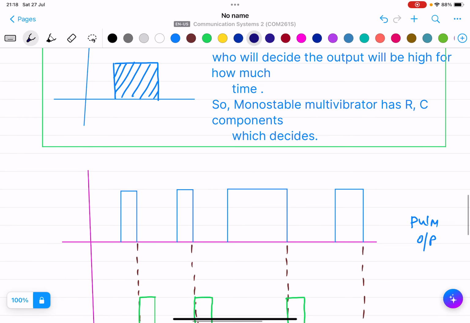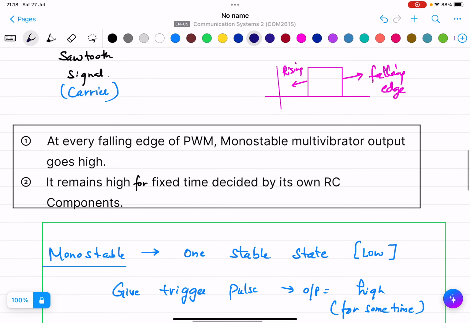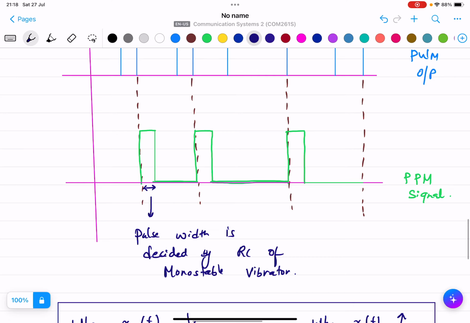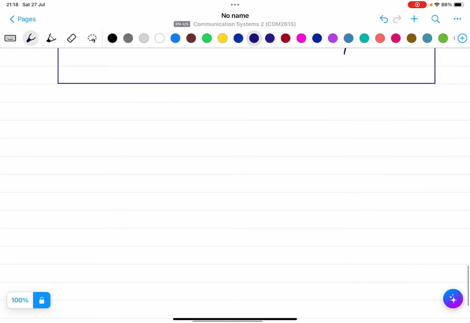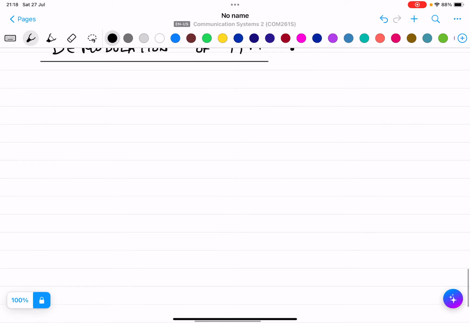It's very simple. You just need to remember the block diagram, these two statements, the functioning of the monostable multivibrator and the waveforms. Next is demodulation of PPM, pulse position modulation.